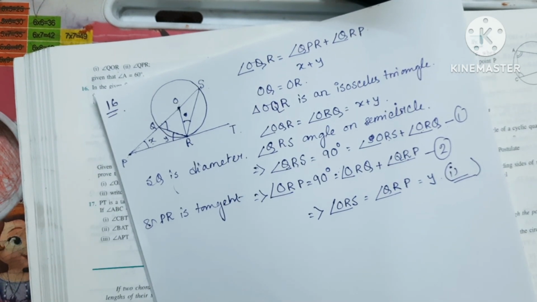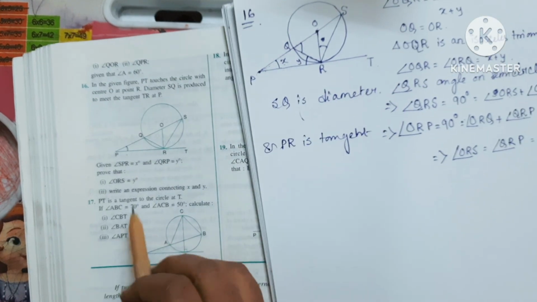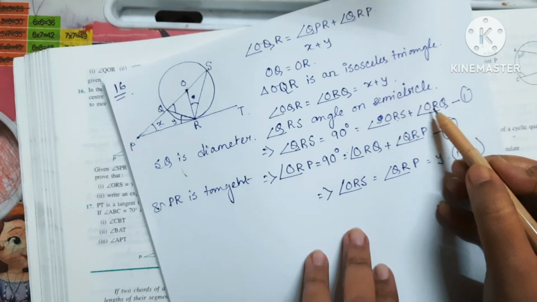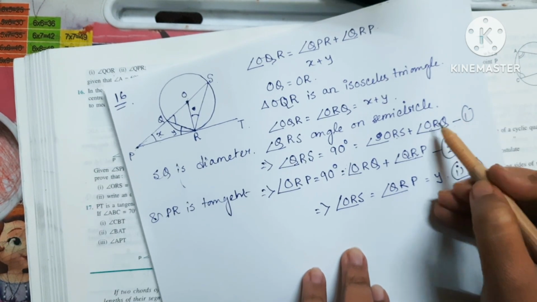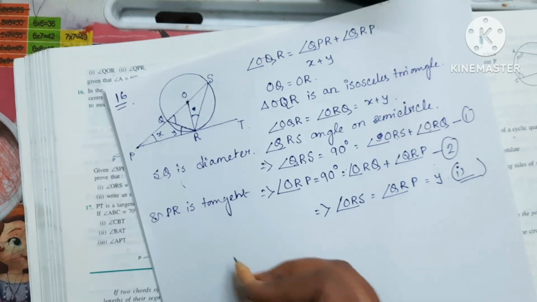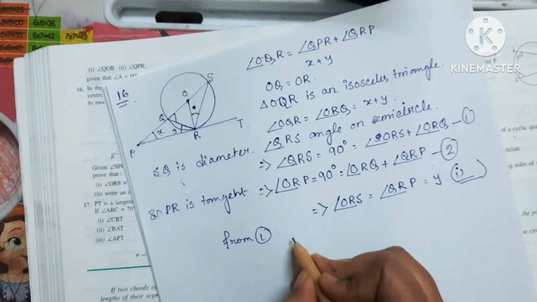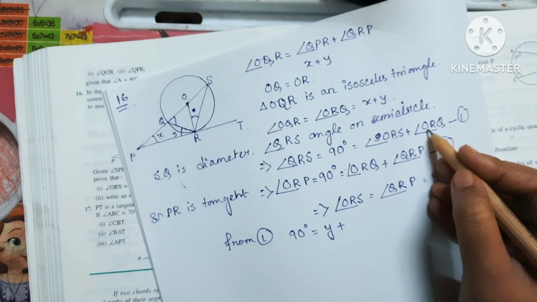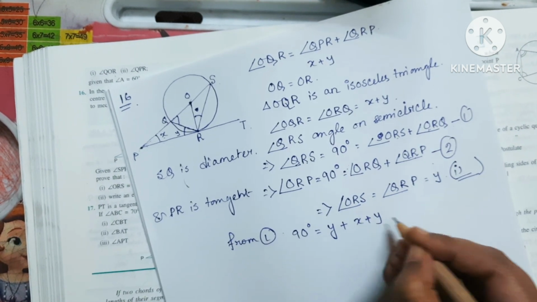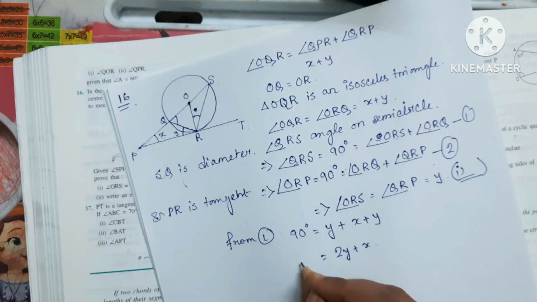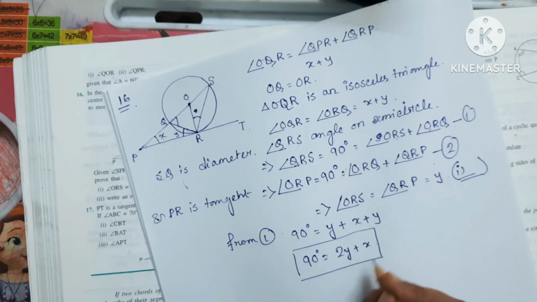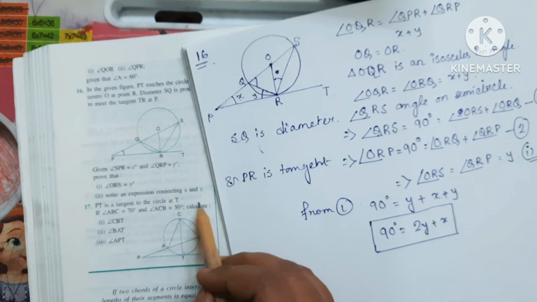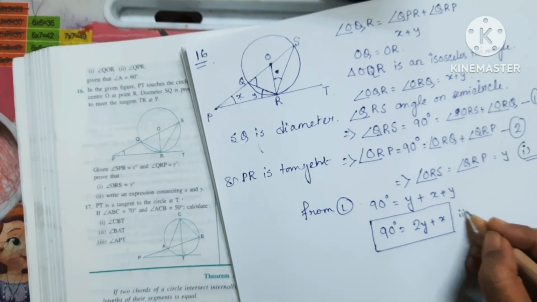Now, see the next one. You have to write an expression connecting X and Y. Now see. So this is Y, and ORQ is X plus Y. So from the first part, you can say 90 degrees is equal to ORS. Instead of ORS, you can write Y. And in place of ORQ, you can write X plus Y. So 2Y plus X is 90 degrees. Okay. So this is the expression connecting X and Y. This is the answer of question 2.